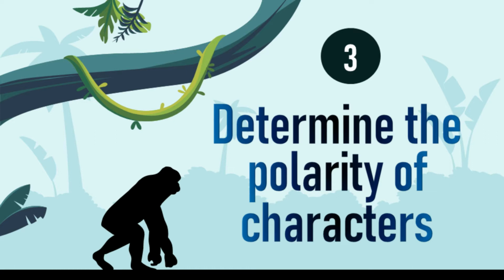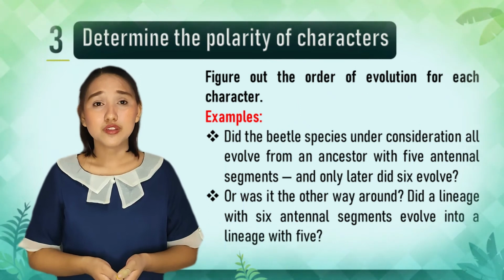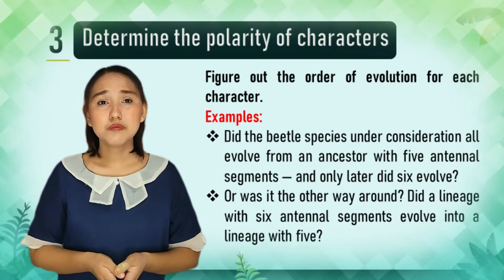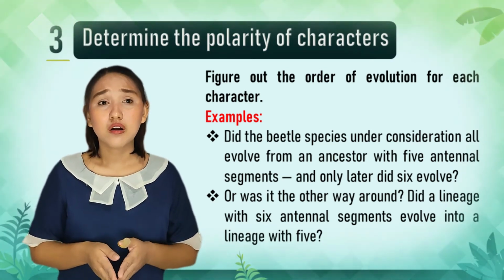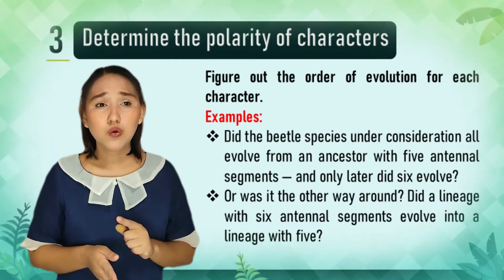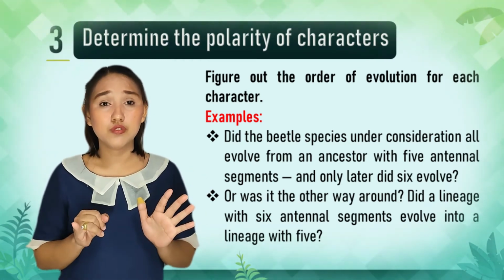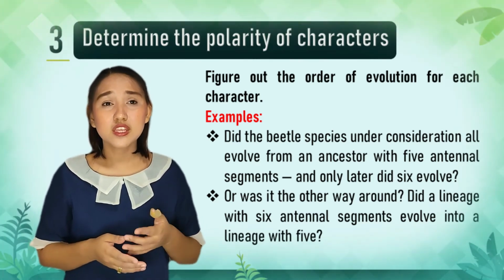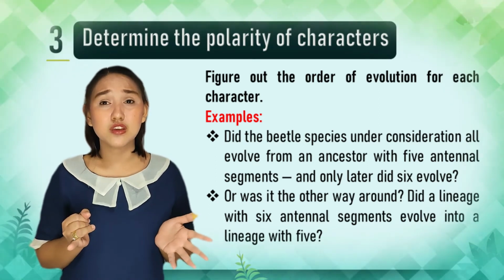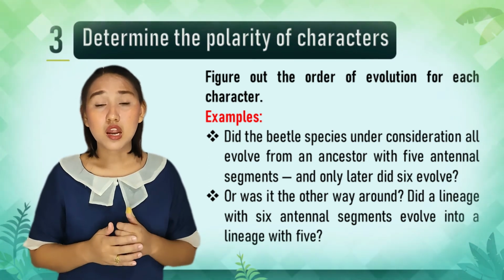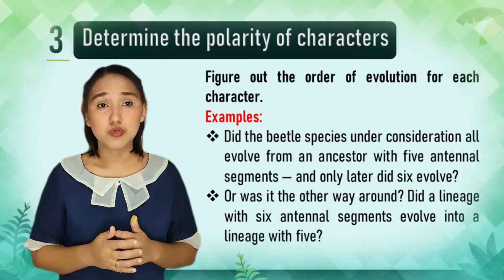Step 3. Determine the polarity of characters. Figure out the order of evolution for each character. For example, did the beetle species under consideration all evolve from an ancestor with 5 antennal segments, and only later did 6 evolve, or was it the other way around? Did the lineage with 6 antennal segments evolve into a lineage with 5? Figuring out the polarity of a character can take some work.